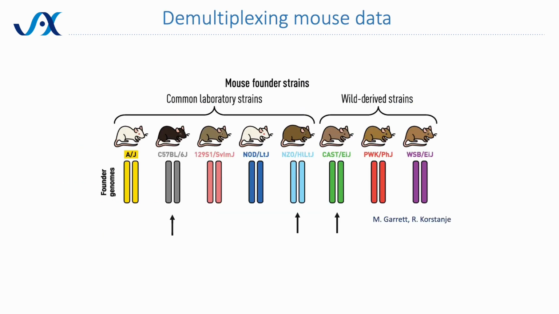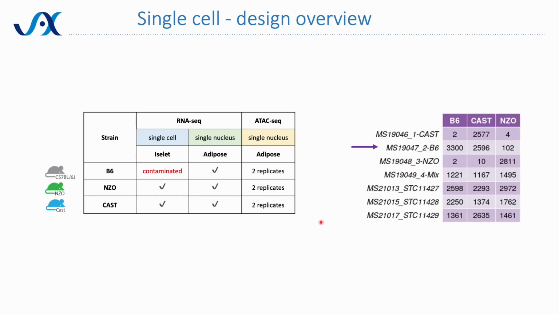At JAX, we have various lab strains and several wild-derived strains which are more genetically diverse. We picked Black 6 and NZO as two of the most common lab strains, and CAST from the wild-derived strains, for our analysis. We used RNA-seq and ATAC-seq, and RNA-seq was sequenced using single-cell and single-nucleus methods. Also, we are sequencing both adipose tissue and pancreatic isolates. We have one sample for each strain and each condition, and for ATAC-seq data we have 2 replicates.